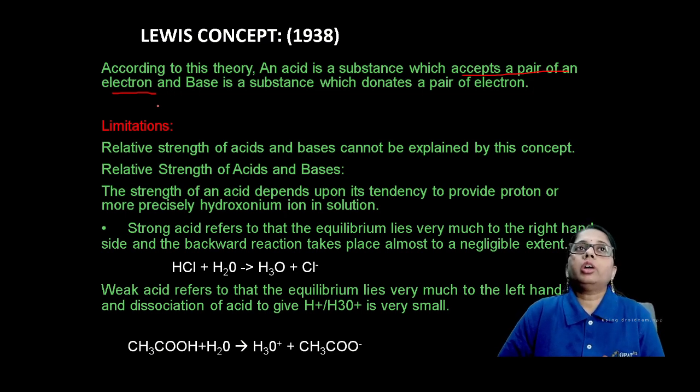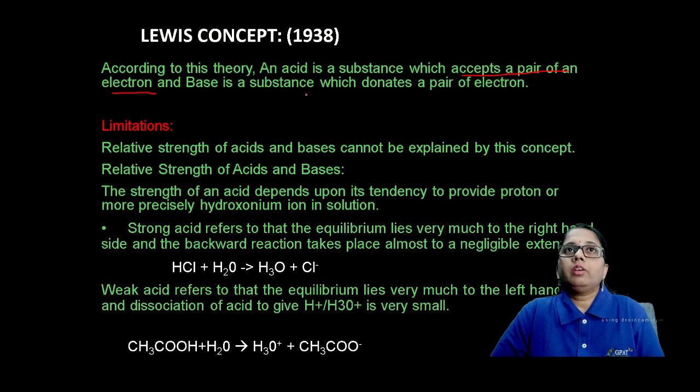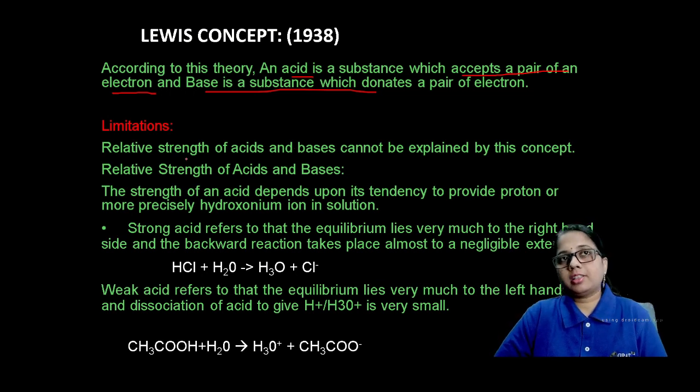So according to this theory, an acid is a substance which accepts a pair of electrons, and a base is a substance which donates a pair of electrons. Okay, so this is how Lewis has defined it, and there are limitations for this theory also. So let us see what those are.